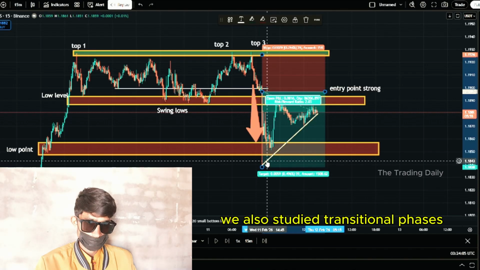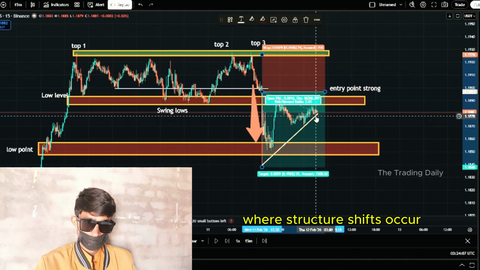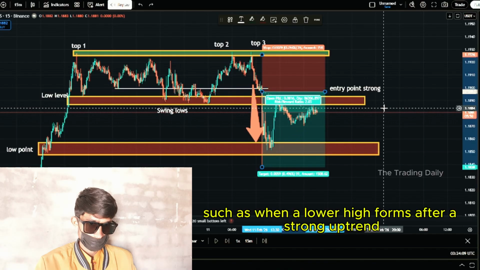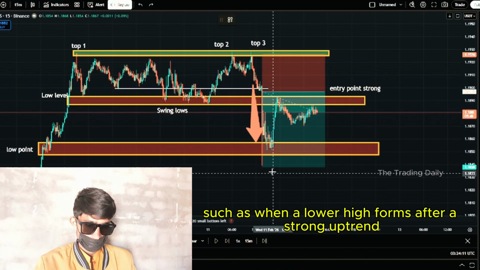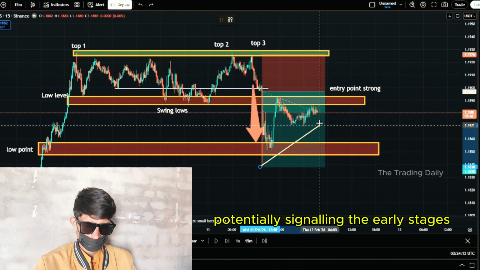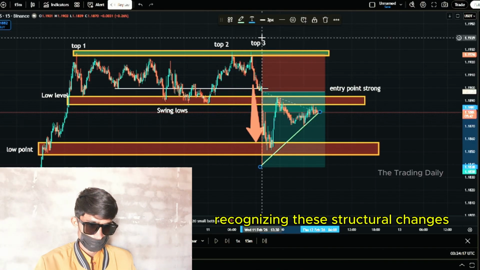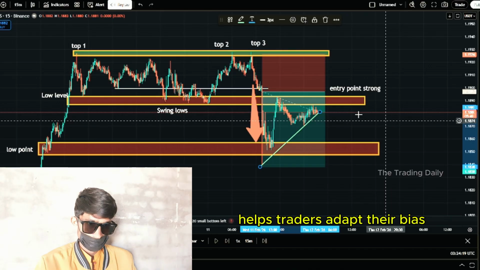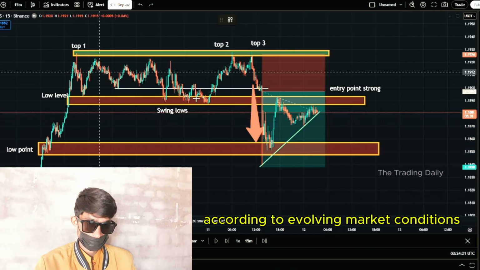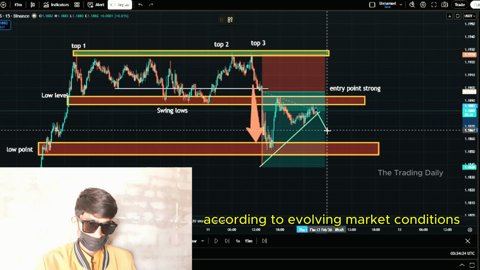We also studied transitional phases where structure shifts occur, such as when a lower high forms after a strong uptrend, potentially signaling the early stages of a trend reversal. Recognizing these structural changes helps traders adapt their bias according to evolving market conditions.